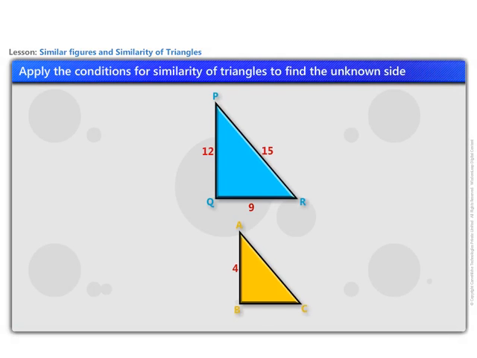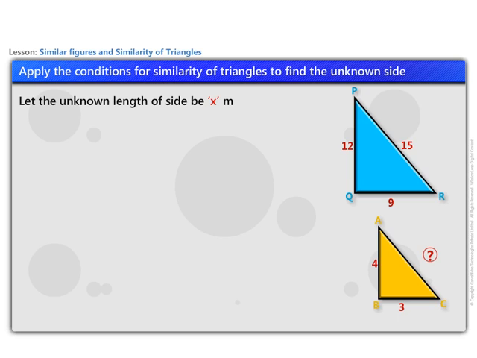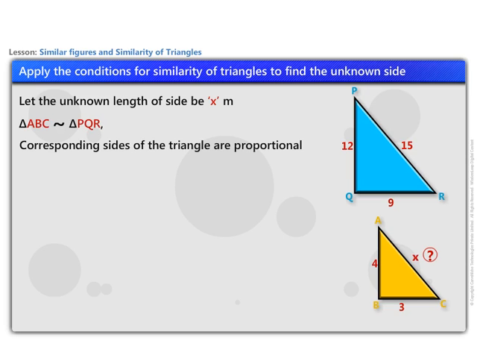Determine the length of the unknown side of the given similar triangles. Let the unknown length of the side be x meters. We know that in the similar triangles ABC and PQR, the corresponding sides are proportional. So, PQ by AB is equal to QR by BC. Substituting the known values and simplifying, we get 12 by 4 is equal to 9 by 3, which is equal to 15 by x, which is equal to 3. Solving for x, we get x is equal to 5, which is the length of the unknown side.